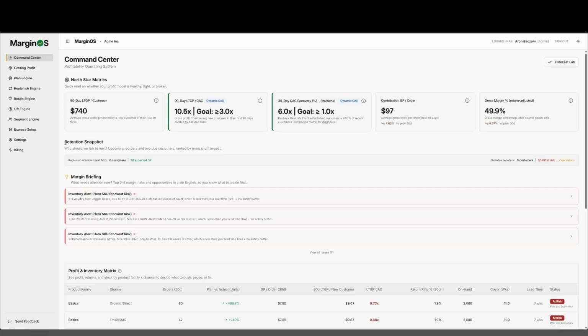Now, if you are a consumable brand, you will see a retention snapshot right here. On the left are customers due to reorder soon. That is near-term cash you have not asked for yet. Next to it are overdue reorders. That is lifetime gross profit at risk. The goal is you can say something like, "We have $74,000 in gross profit sitting in customers who should be buying again in the next 30 days," and turn that into specific email and SMS plays instead of guessing.